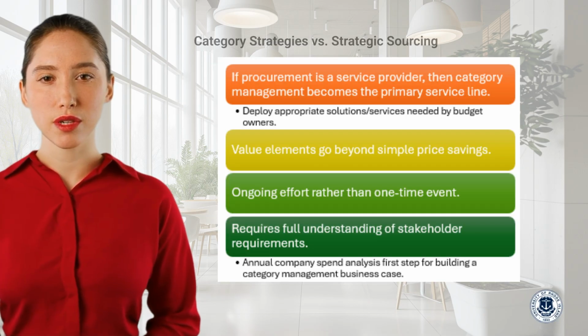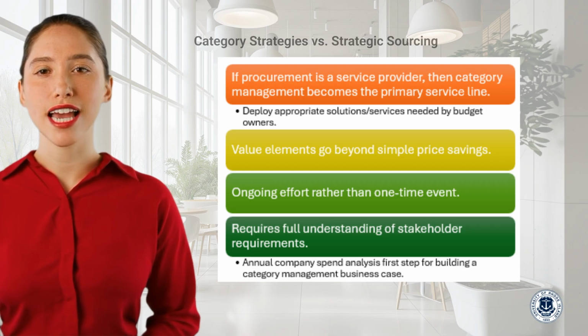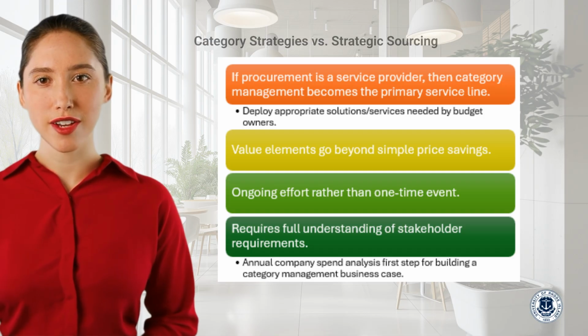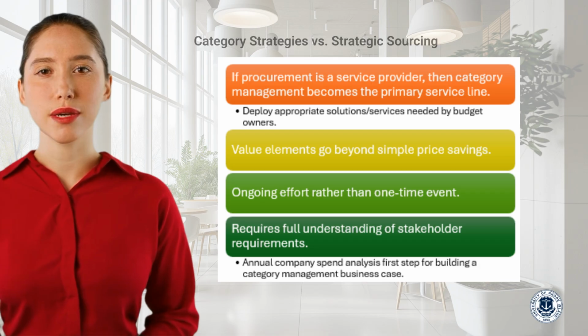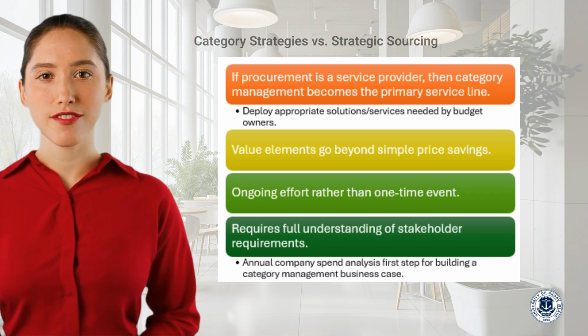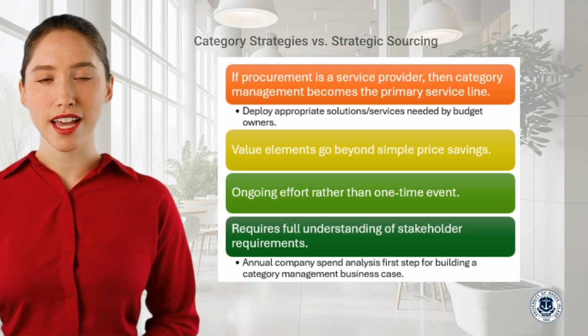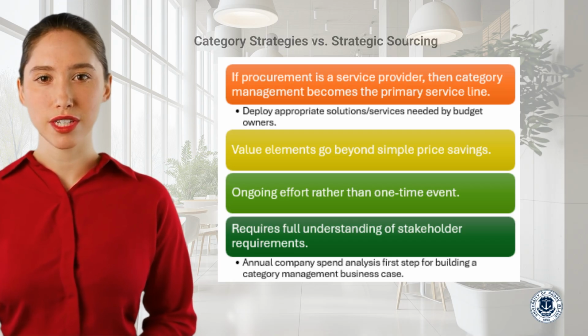It's important to distinguish between strategic sourcing and category management. Strategic sourcing is often event-based, focused on competitive bidding and supplier selection at a point in time. Category management, on the other hand, is an ongoing effort. When procurement operates as a service provider, category management becomes its primary service line. Value creation goes beyond price savings to include risk reduction, innovation, supplier development, and performance improvement. A key starting point for category management is company-wide spend analysis, which helps build the business case for managing categories more strategically.